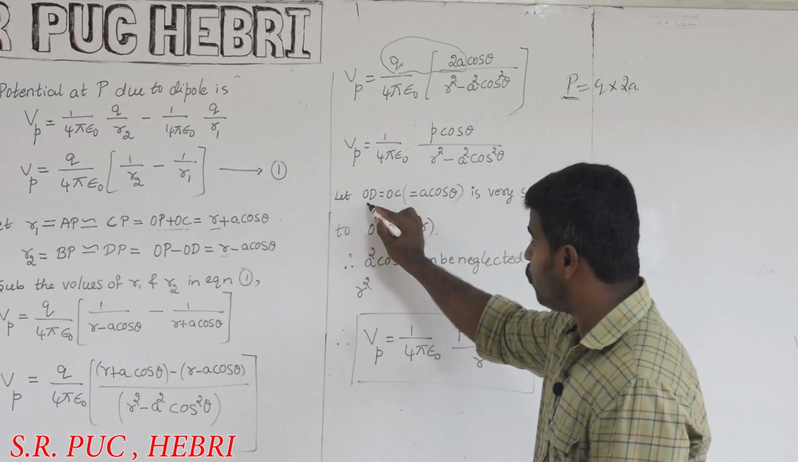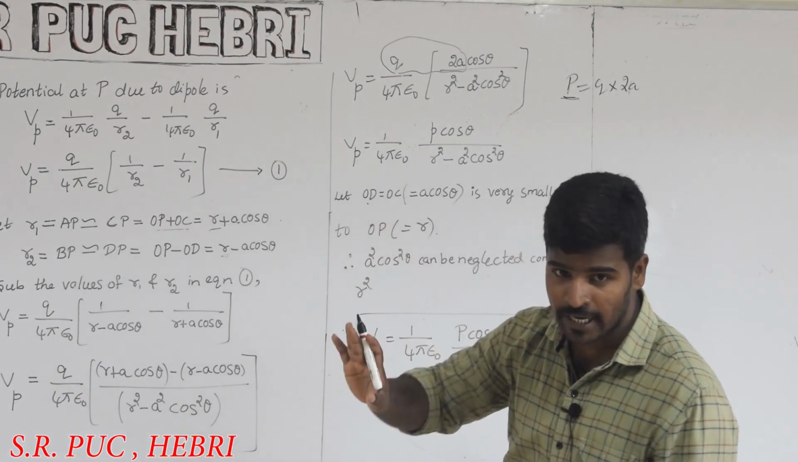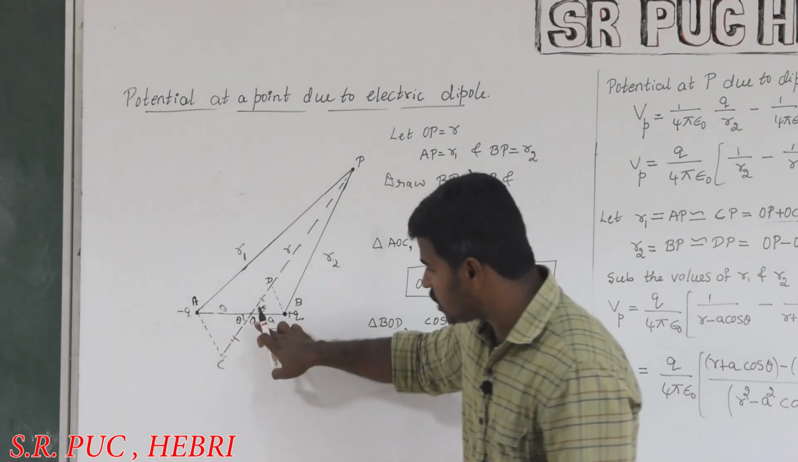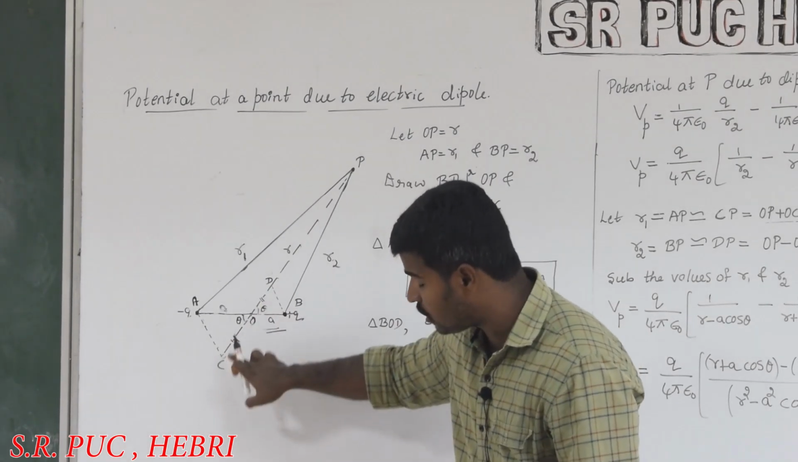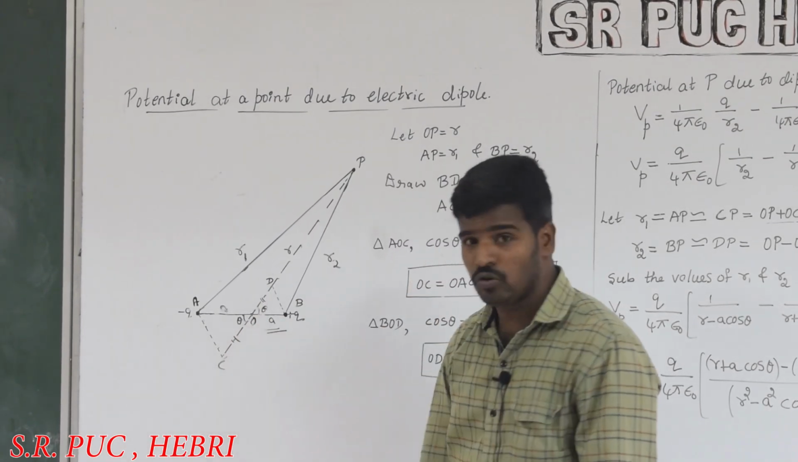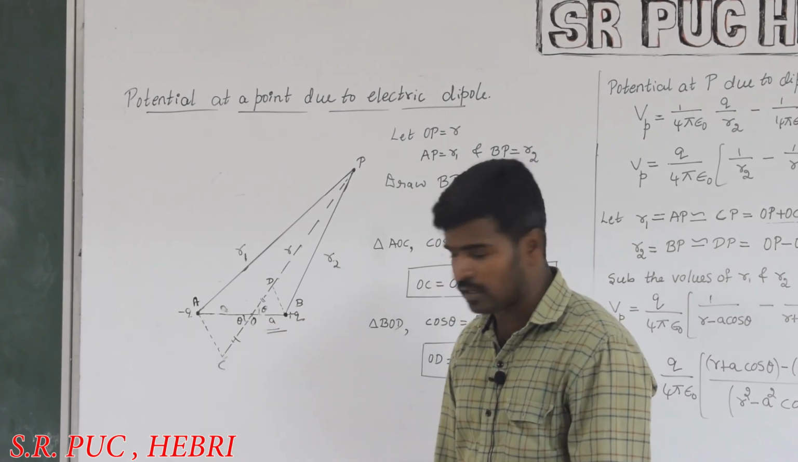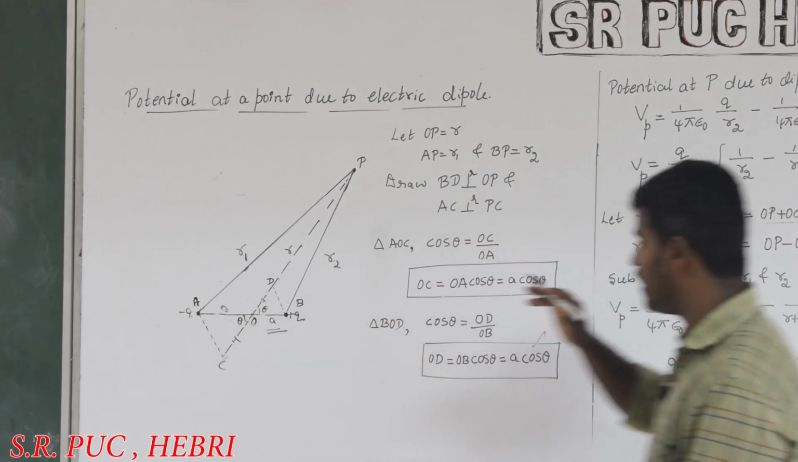Now, let OD is equal to OC. From the diagram again, let OD is equal to OC. Since it is the congruent triangles, the distance from O to D is the same as the distance from O to C. Therefore, the triangles are called congruent triangles. Since the sides are equal, A cos theta is very small.